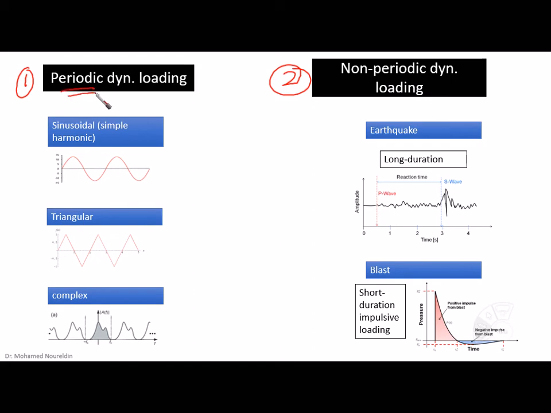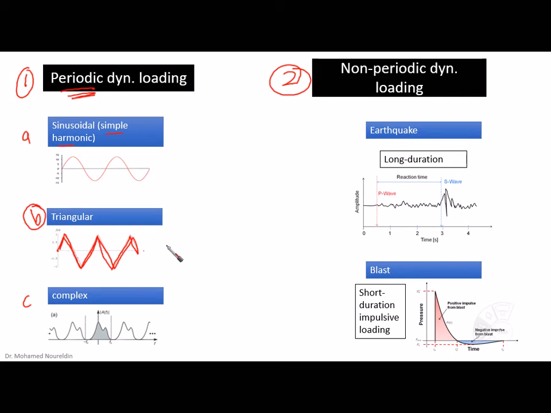In type 1 we call it periodic dynamic loading. This means that the loading is repeated in a certain form. So periodic means that it is repeated. We have different types of periodic loading. We have sinusoidal, which is simple harmonic, as you can see. This is the loading profile, and simple harmonic means that it can be described by sine and cosine. This is number 1. Number 2, the second type of periodic dynamic loading, is triangular loading. We have it like this way, which is triangular loading for the input loading.